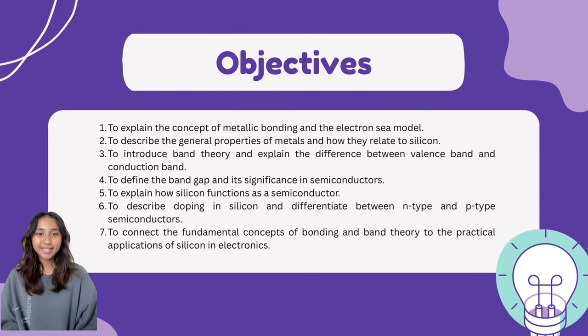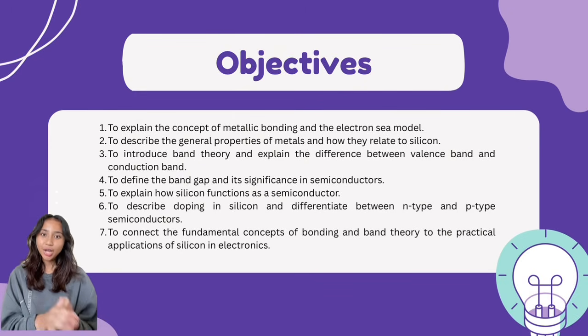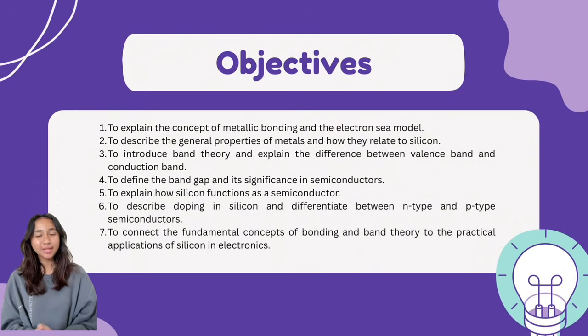Before we dive into the details, I want to outline our main objective for today. Our journey begins with explaining the concept of metallic bonding and the electron sea model to understand how metals hold themselves together. From there, we will look at the general properties of metals and see how these characteristics relate or contrast with silicon. The core of our technical discussion will focus on band theory.